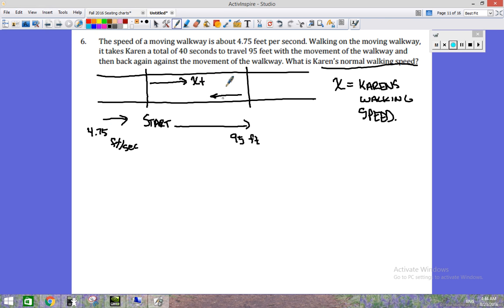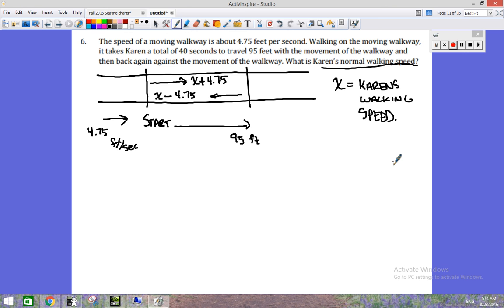So when she's walking with the walkway, her speed relative to a person watching is x plus 4.75 feet per second, and when she's fighting against the speed, it's slowing her down. In one direction it feels like she's moving really fast, and in the other direction she's trying really hard to walk fast, and it's fighting her. It's like running uphill against a treadmill, the idea that she's fighting the speed of the walkway.